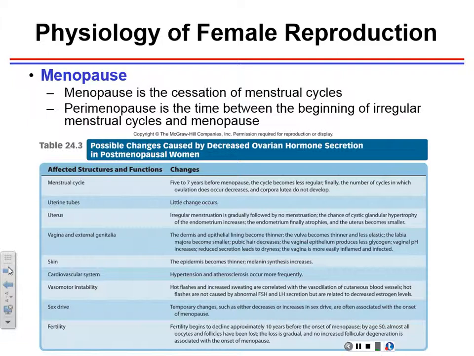The vagina becomes a little drier. The uterus and some of the organs get smaller a little bit, because of the hormones. Remember, we said estrogen and progesterone cause these organs to grow for the secondary sex characteristics of the female and so forth. And it also has an effect on the cardiovascular system, in that you get hot flashes, where you get hot, and then you really start to sweat because of vasomotor instability.